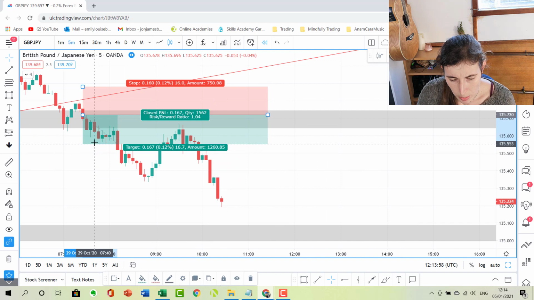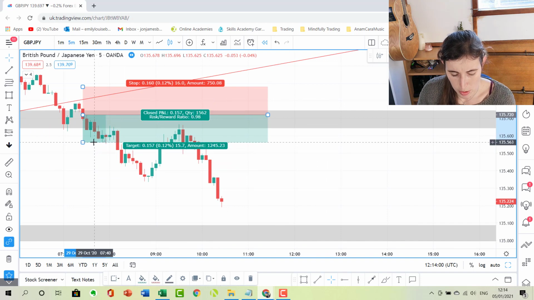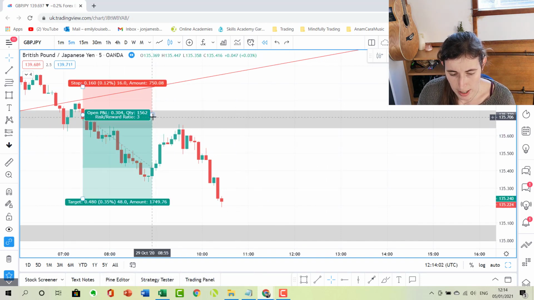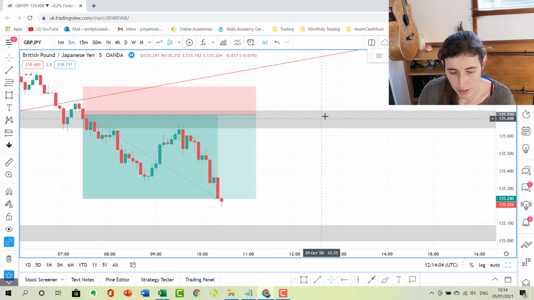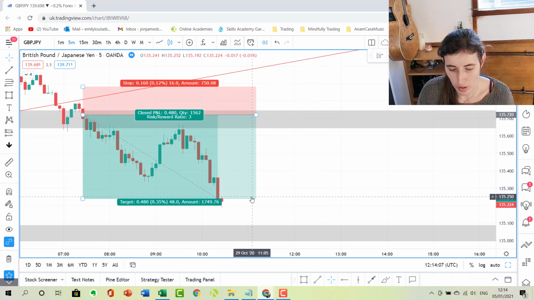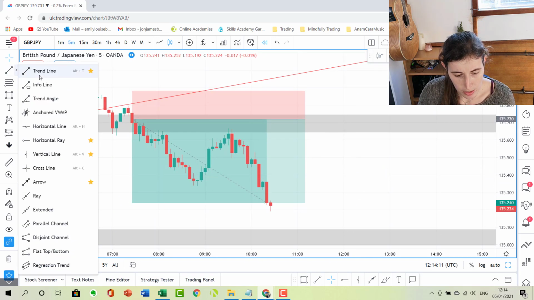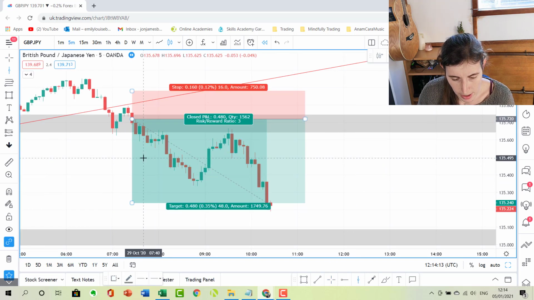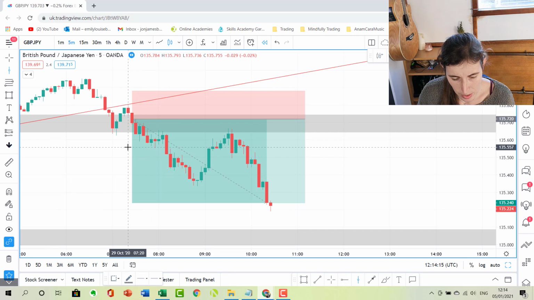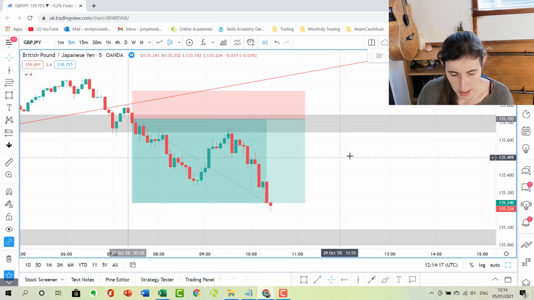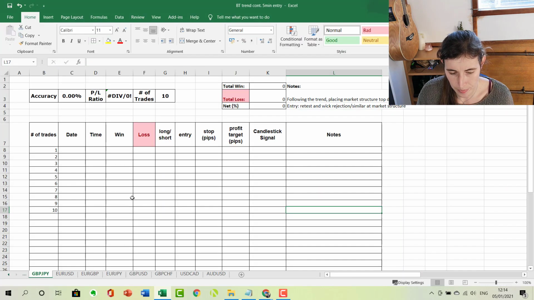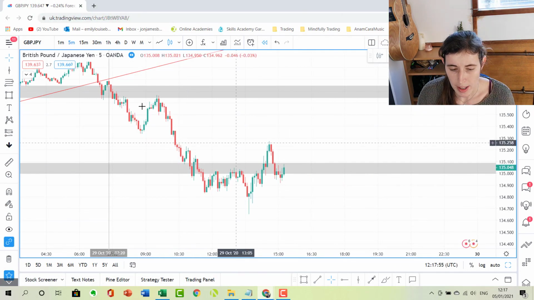Okay, so it hit the 1%, which would have brought my stop to break even, and fortunately it didn't come back up to break even, although it looked like it was getting close. So it would have hit my 3R target. So trade number 1, let's just mark this in here in case I want to come back to it. Was it 7:20 on the 29th of October? And I'm just going to repeat this process.